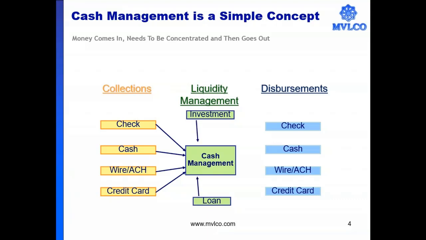If the collected money is less than what we want to pay, let's say I have collected $800 and I want to make a payment of $1,000, I'll liquidate my investments or take a loan, make it $1,000, and make that payment. Alternatively, I've collected $1,000 and I want to pay only $800. In that case, I will invest that money or maybe repay my loan.